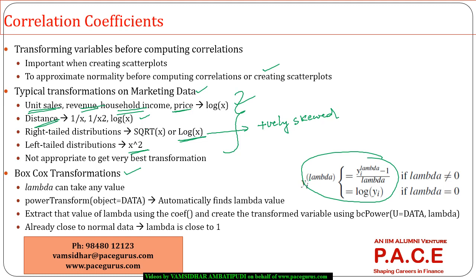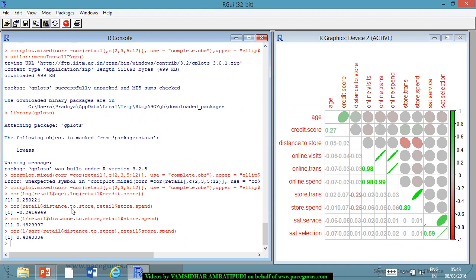If lambda is not equal to 0, and if it is 0, we'll be taking log yi. So that is the typical transformation that we can perform on the data to get the best kind of value close to normality. But here we get a very interesting function, which is the powerTransform function present as a part of the car package, which can automatically find this lambda value. Right, let's try it out. What could be that lambda value?